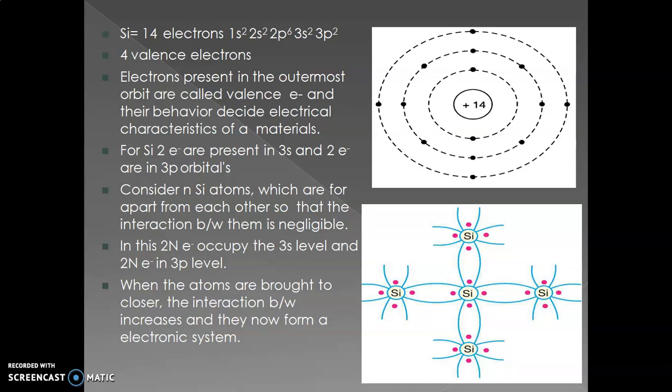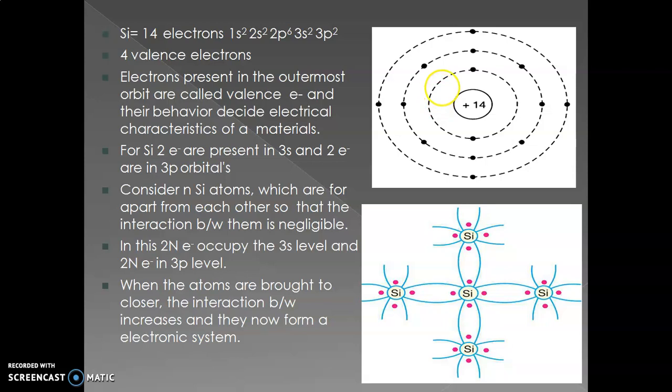For silicon, the electronic structure is 1s2, 2s2, 2p6, 3s2, 3p2. We already learned about this at the higher standard level. Silicon has 14 electrons, and these 14 electrons occupy the electronic shells: 1s2, 2s2, 2p6, 3s2, and 3p2.